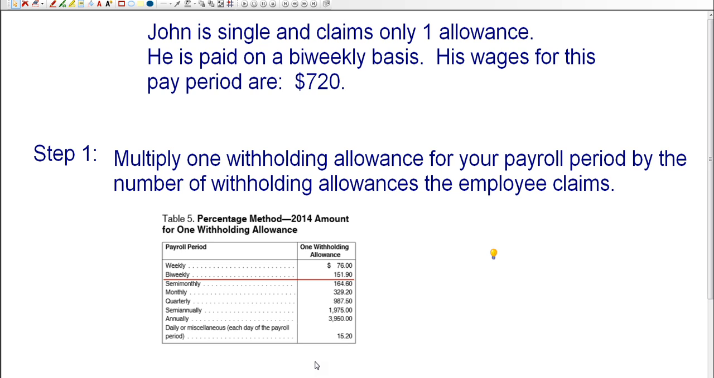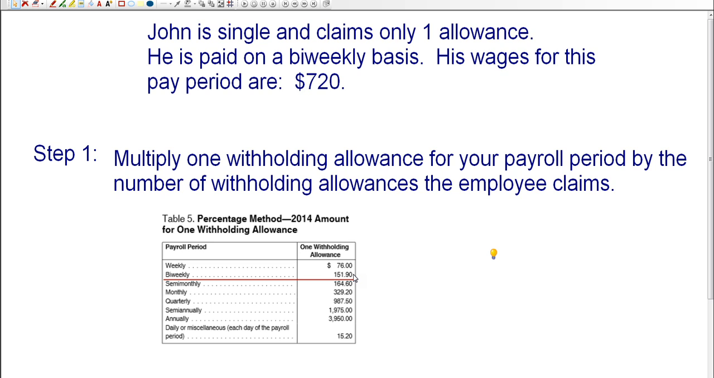The first step is that the IRS in Publication 15 has given us a percentage method table. These are the amounts for 2014, and these are the amounts for one withholding allowance. It's broken down by the pay period and then just the withholding allowance. So it doesn't matter at this point how many allowances, it just matters what pay period you're using. So what you want to do is multiply one withholding allowance by the amounts.